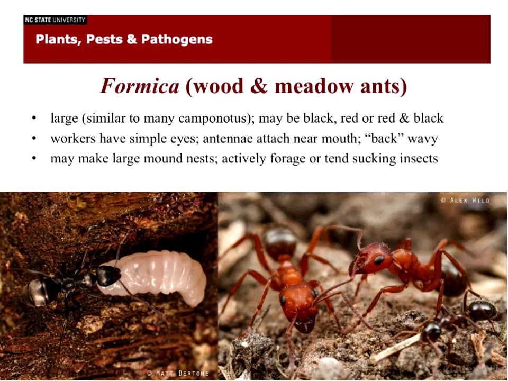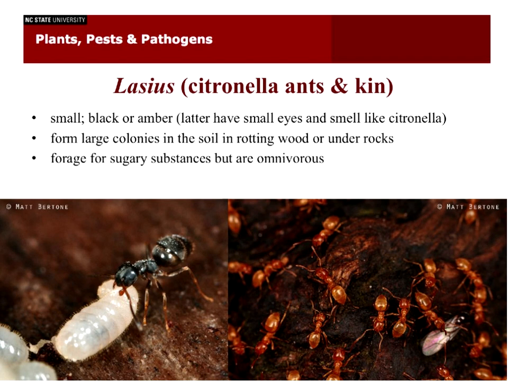Okay, after that is another genus called Lasius. These are the citronella ants and kin. Some of them, like this Lasius alienus, don't have really a common name. But this other subgenus of Lasius are usually called citronella ants. They're usually amber-colored and small, much smaller than Camponotus and Formica. Especially the citronella ants are very small, amber-colored, and they have very tiny eyes. That's one of the ways I identify them from those other groups.